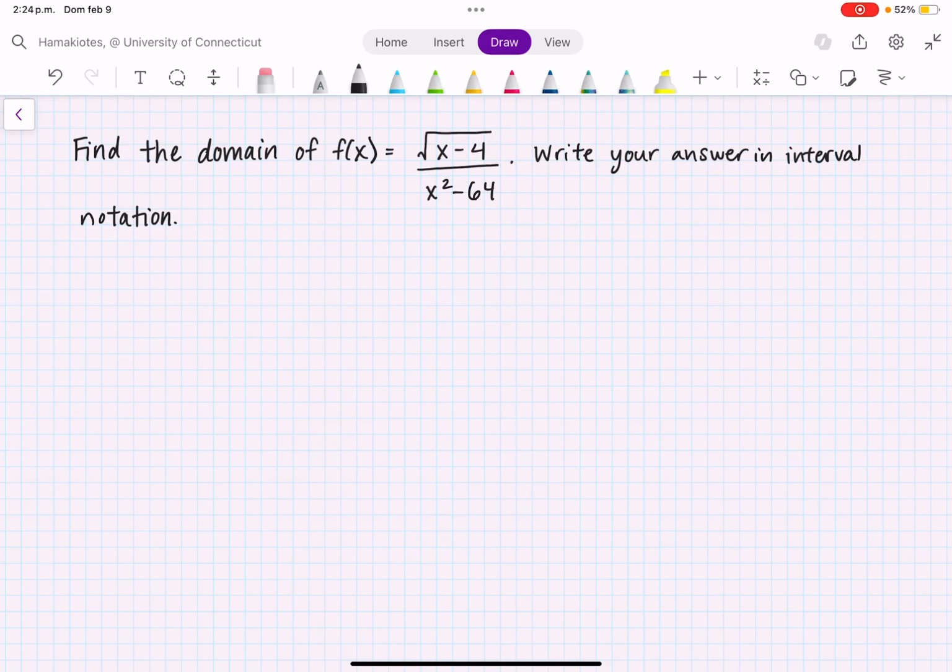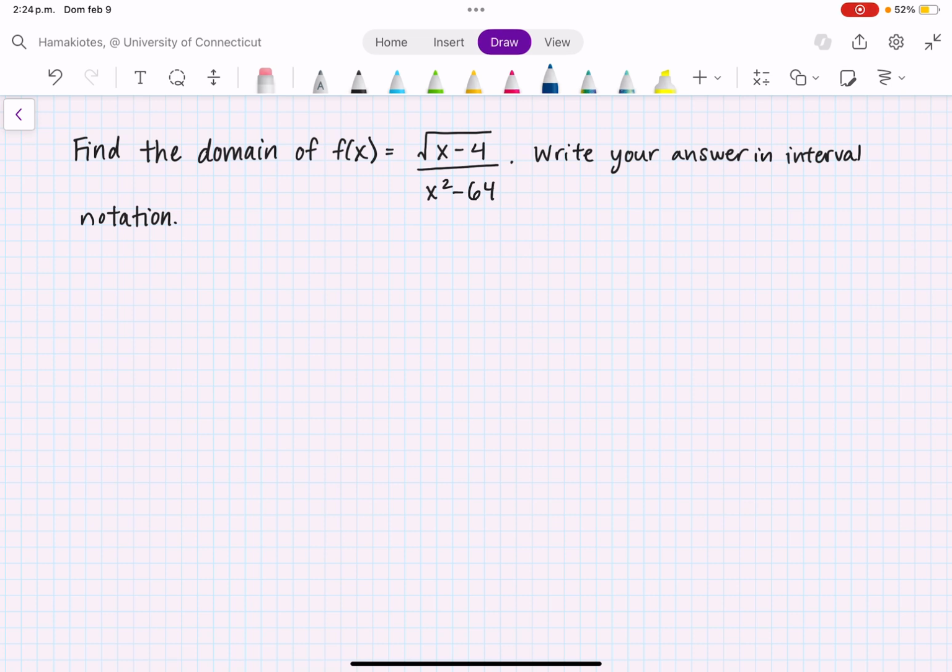We see that we have a fraction, so one thing we're going to want to do is make sure that the denominator is not 0. We also see that we have a square root in the numerator, so we want to make sure that everything under the square root is greater than or equal to 0. Let's start with the numerator.